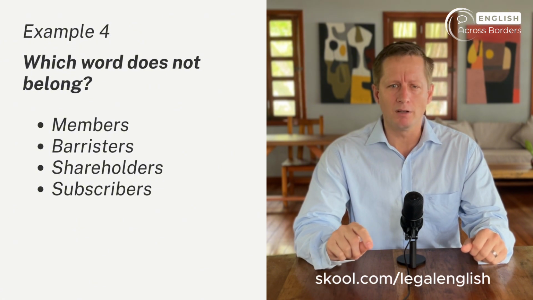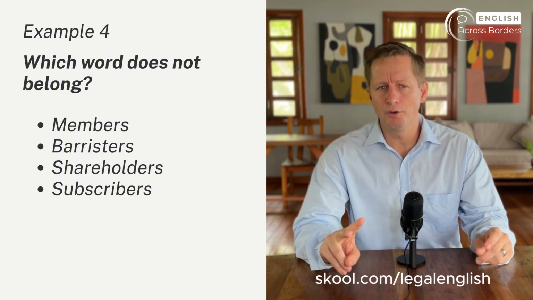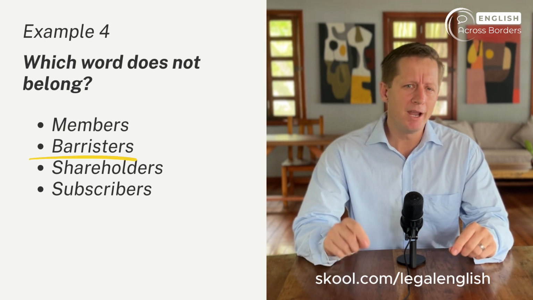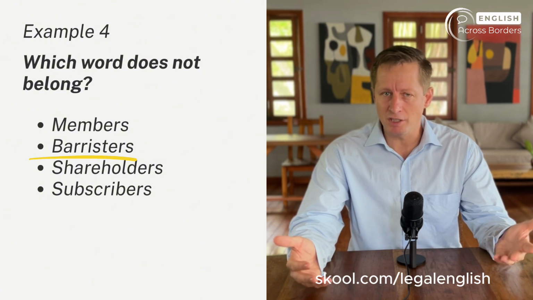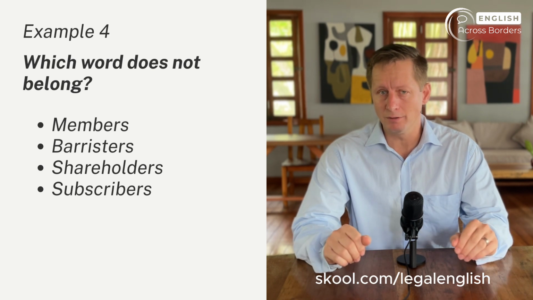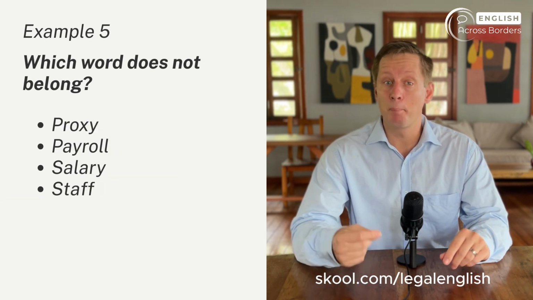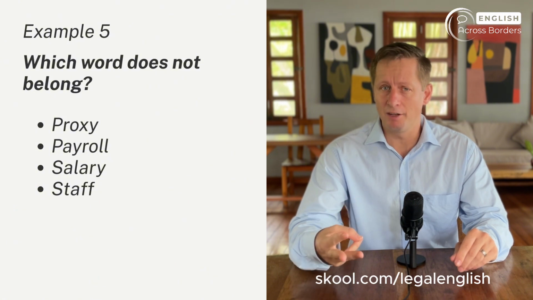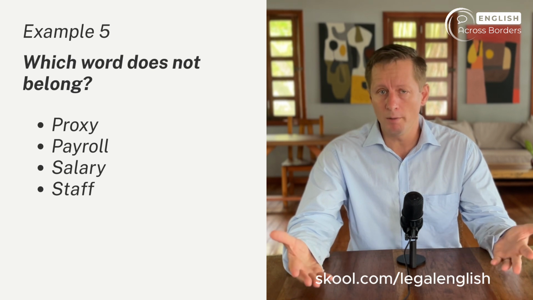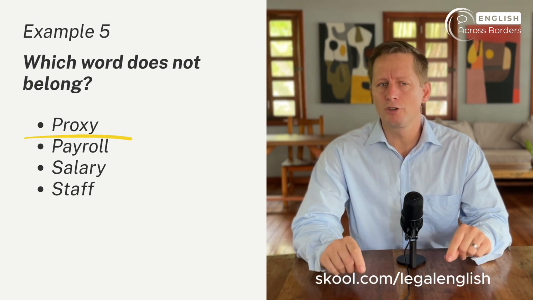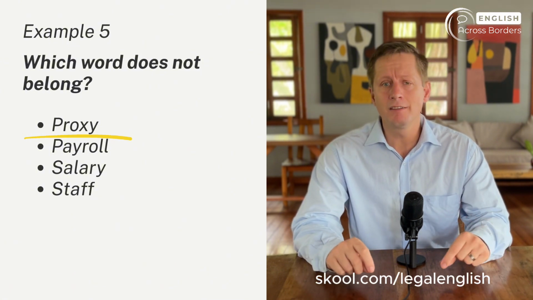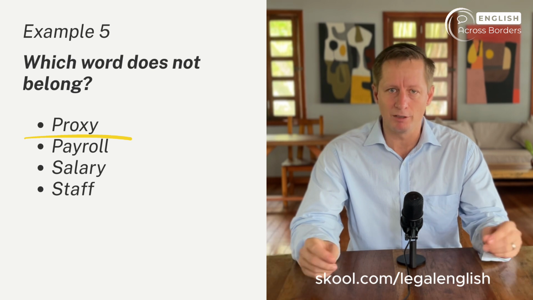Think about company law. Members, shareholders, and subscribers are all people involved in a company. But barristers are part of the legal profession, not company structure. That makes barristers the odd one out. Next, we have proxy, payroll, salary, and staff. 3 of these are about employees or employment, but proxy is a legal term used when someone acts or votes on behalf of another. It doesn't belong in a list about employment terms.